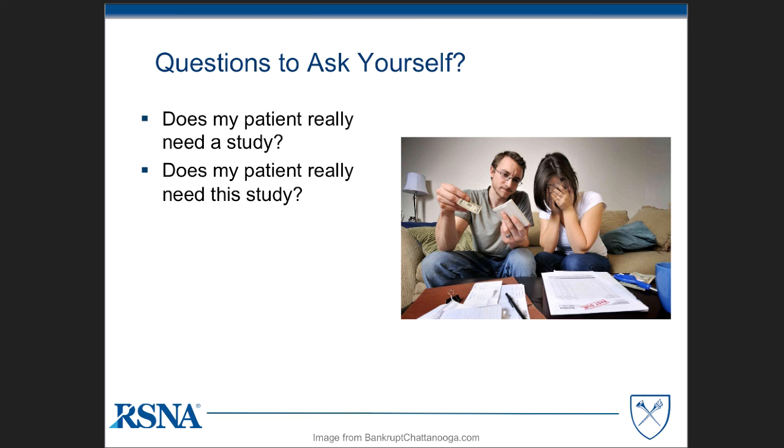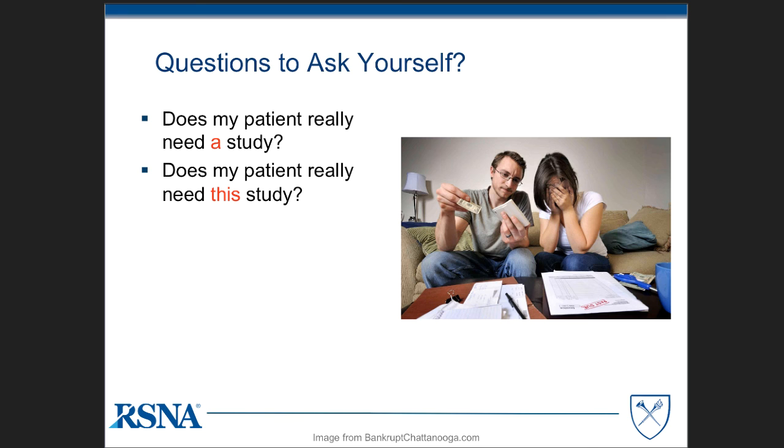But as I wrap up this module, let me challenge you to regularly ask yourself a couple questions every time you're asked about the appropriateness of a study or asked to protocol a study. Did the patient need a study at all? And does the patient really need this study? And that's in the protocol phase of things, assessing appropriateness.